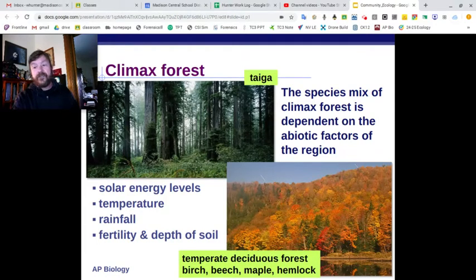Like I said before, climax forest is different from place to place. You have to match the climax forest to the dominant species that are there, but also to the ecosystem that the forest happens to be in. In a temperate forest area, again, that's what we have around Madison, you're going to have deciduous trees as the dominant species. But if you're further north, as I said before, the abiotic factor of the heavy snow changes that.